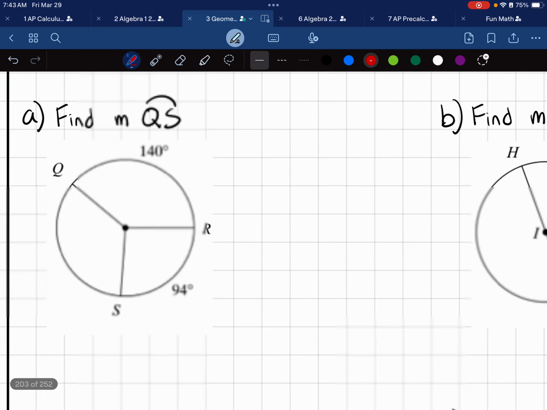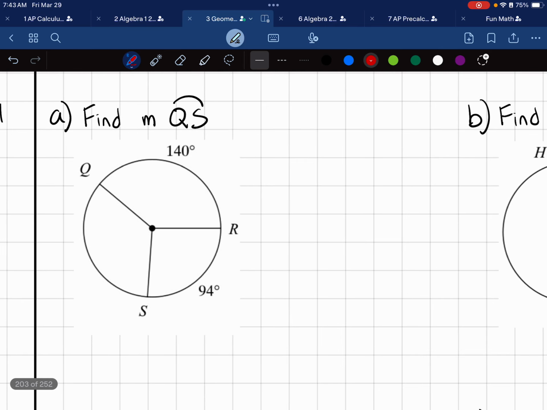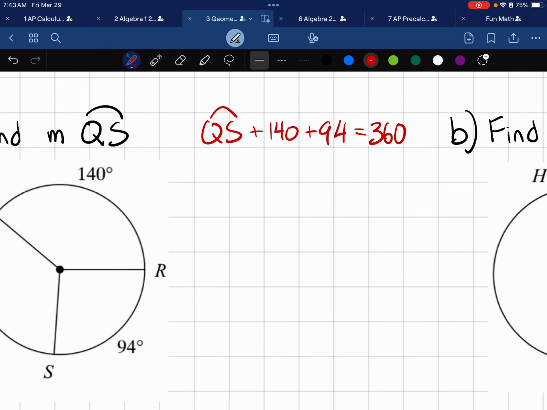So I can make myself a mini little equation. Let's go ahead and call this thing arc QS plus 140 plus 94. That should all add up to 360. I'm going to leave off the degrees for now. I'll put the degrees at the very end. So I'm going to add 140 and 94. That's going to be 100 and, oh, sorry, not 100, but 234. And that's still being added to arc QS. And that's still equal to 360.